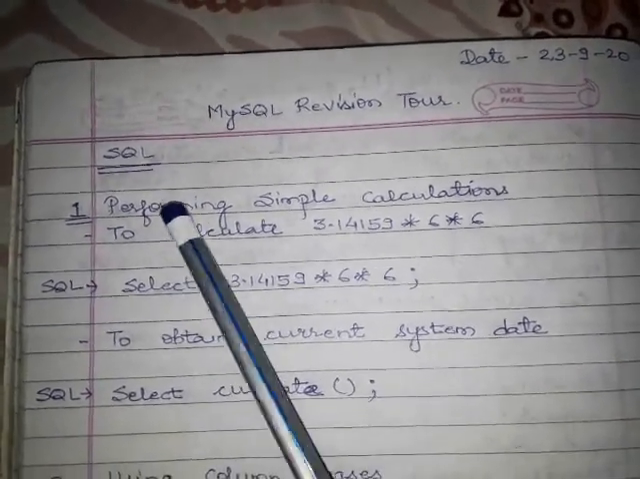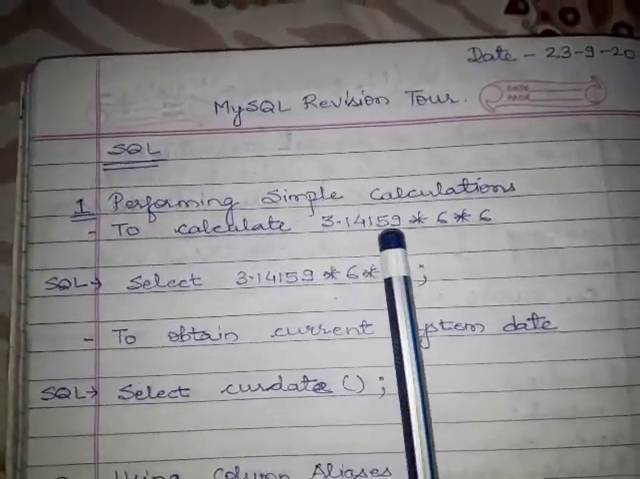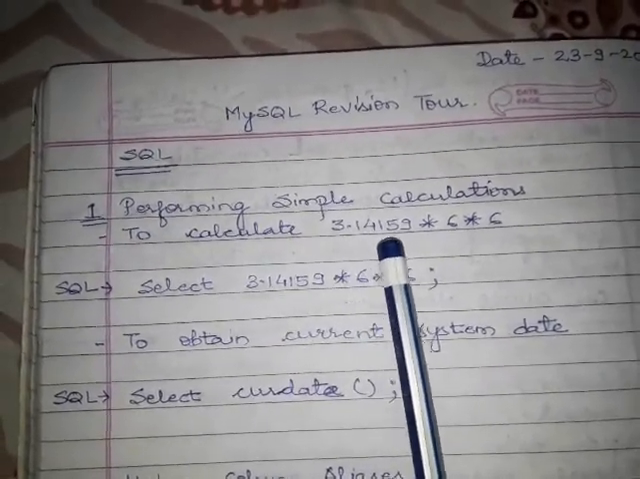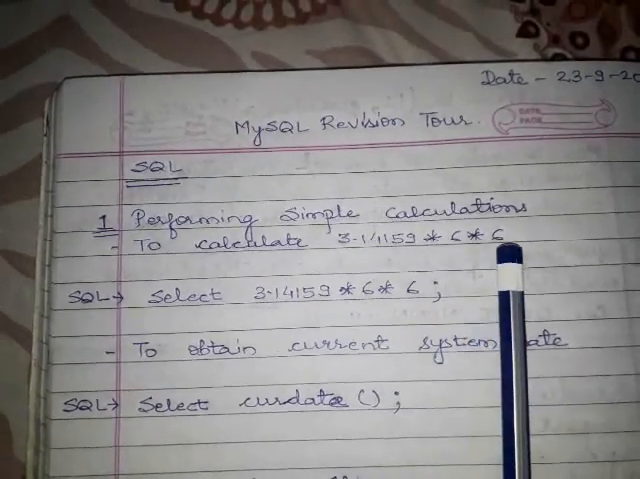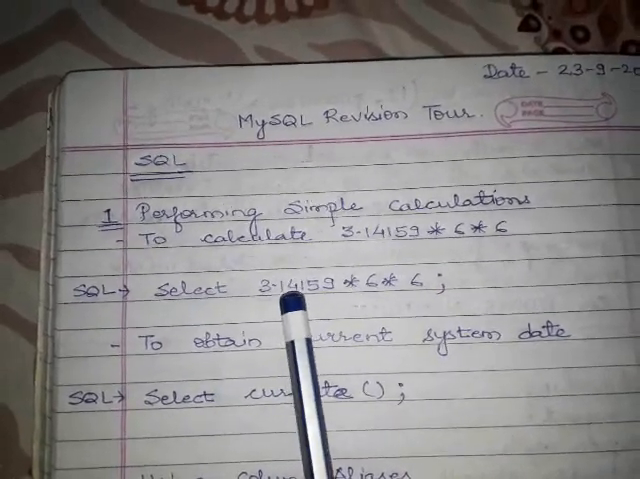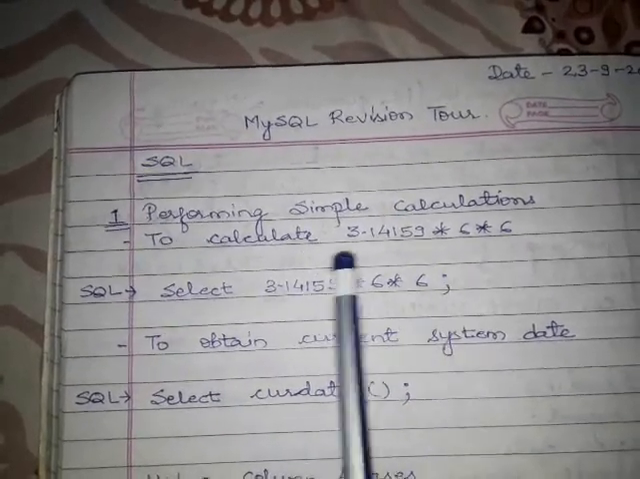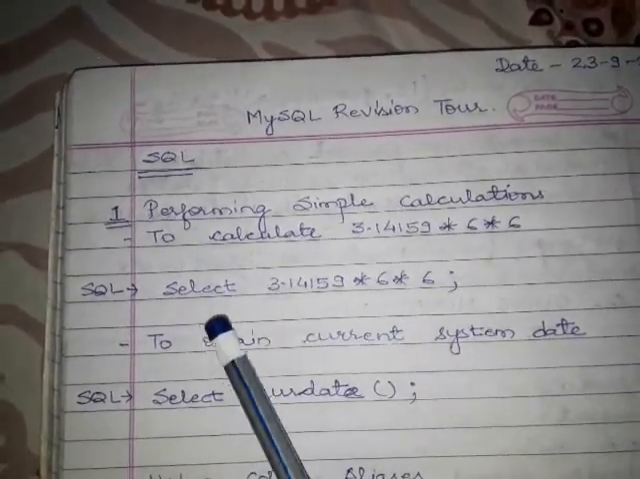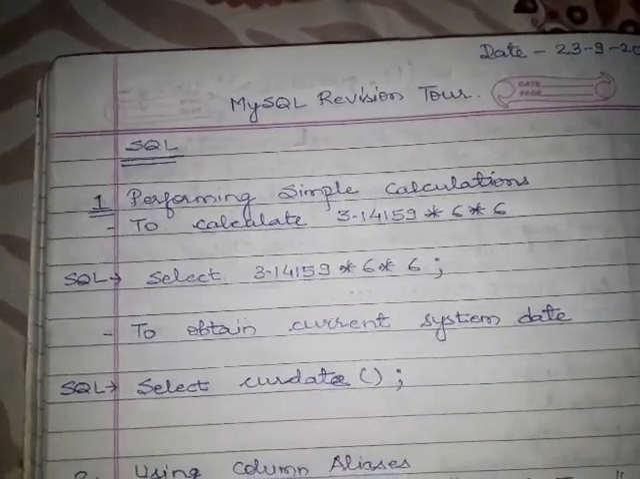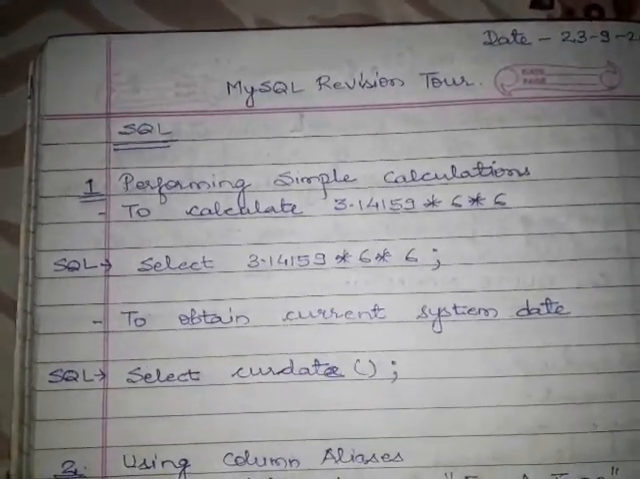First one is performing simple calculations. If you want to perform some calculation within your query, how can you write your queries? Suppose we want to multiply 3.14159 by 6 and then by 6. Then we directly have to write SELECT 3.14159 * 6 * 6. This will give our desired result. So this is the simple way to perform calculation in our query. You can perform any mathematical calculations in our MySQL query with the help of this syntax.